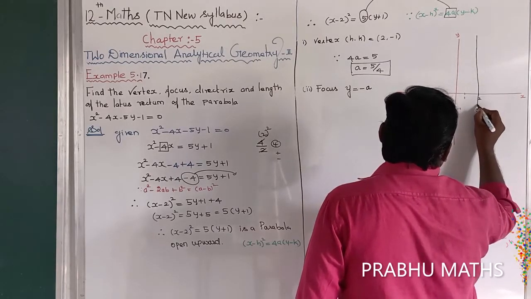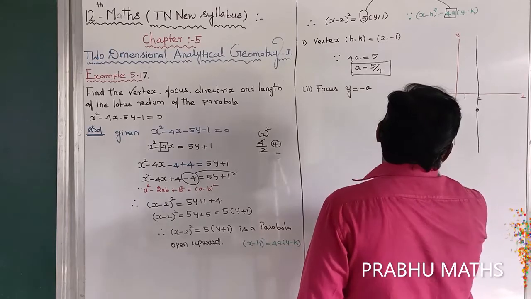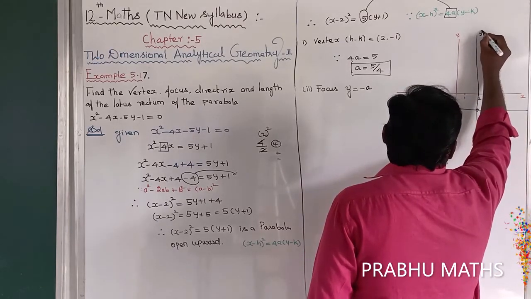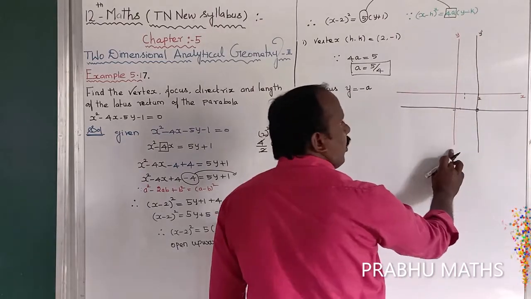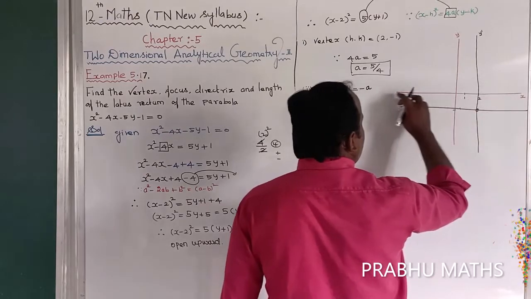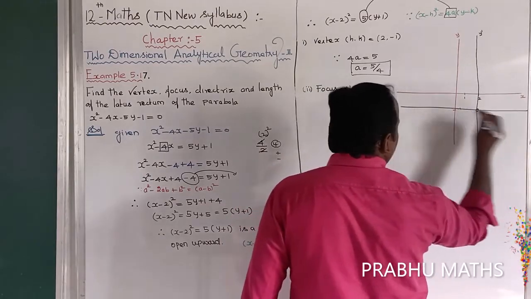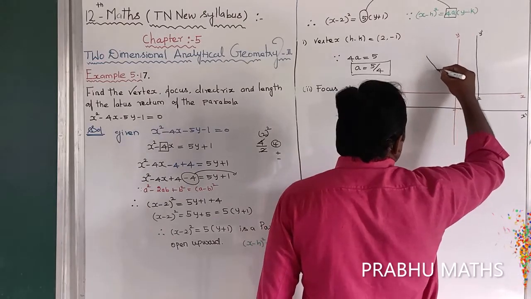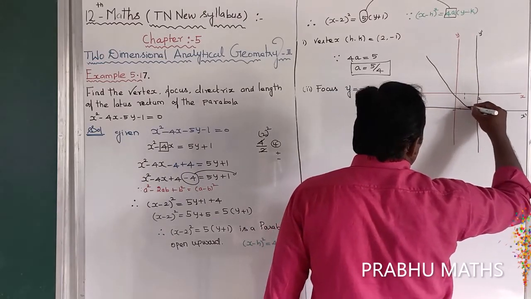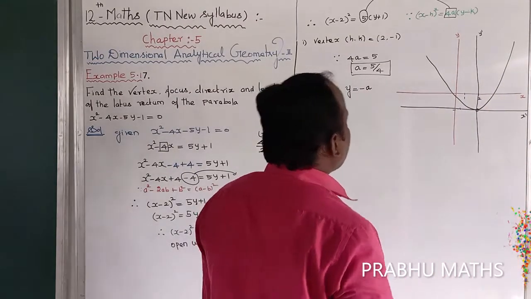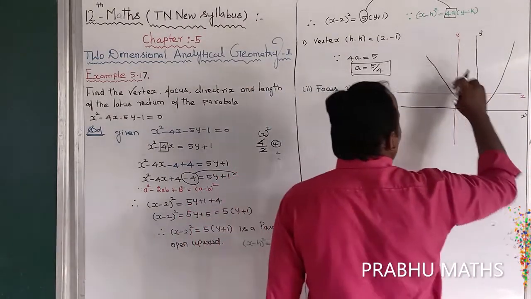The axis is parallel to the y axis, and the parabola is symmetric about the y axis. This is the y dash axis, this is the y axis, this is the x axis, and this is the x dash axis. Clear? This is called an upward open parabola.